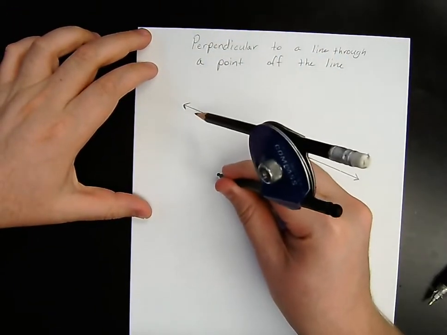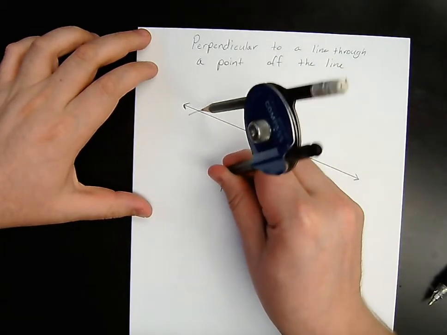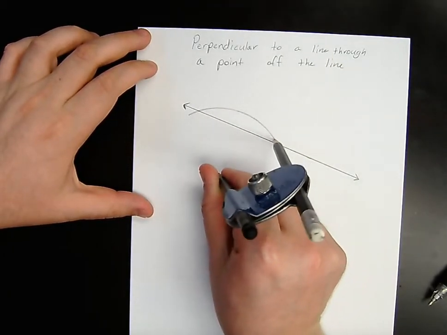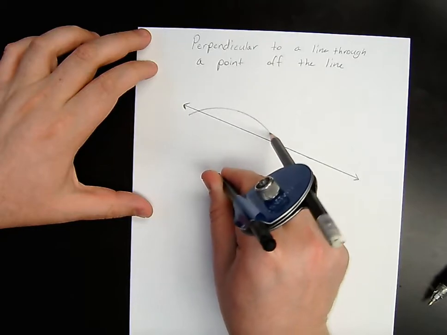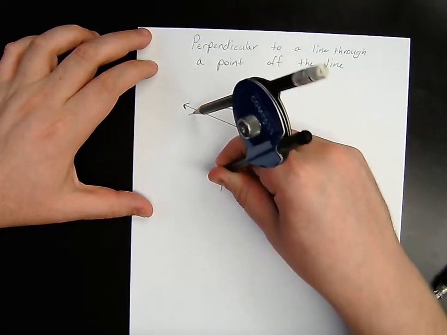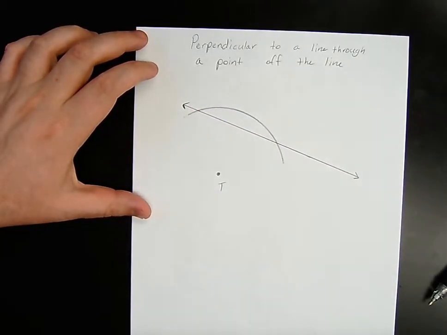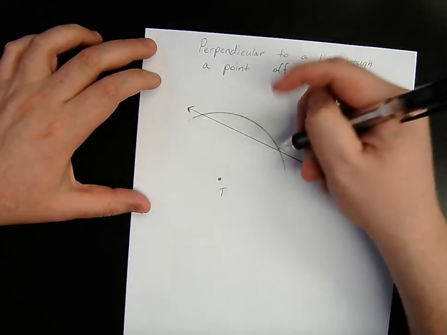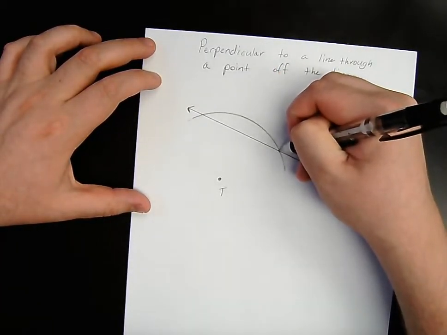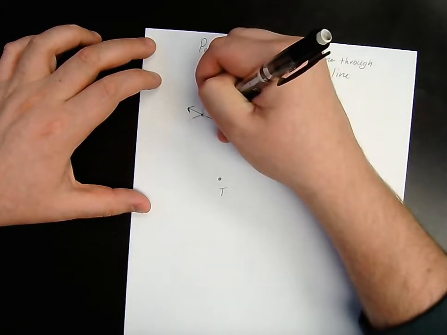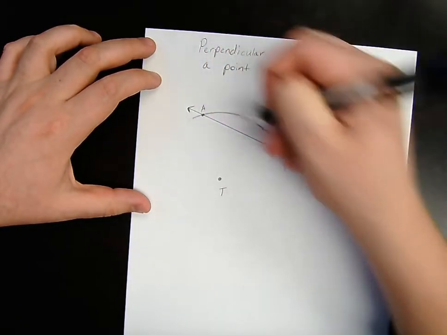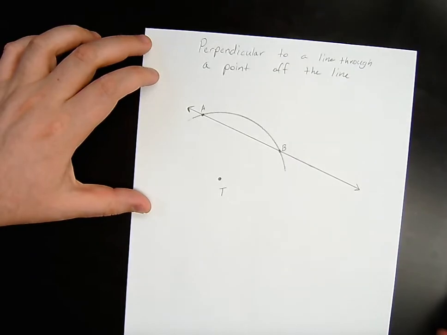So what I want to do is create essentially a fictitious line segment by opening my compass setting to any length, and I want to make it intersect that line twice. This is going to create two endpoints for a made-up line segment of mine. I'll call it line segment AB.